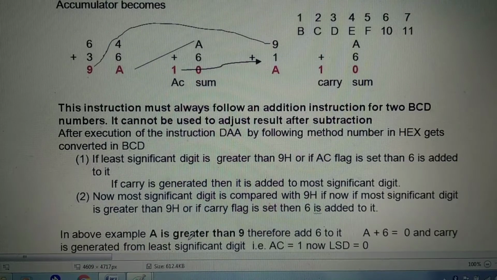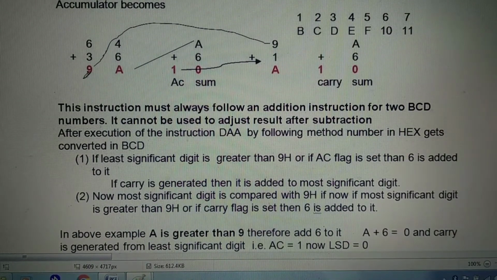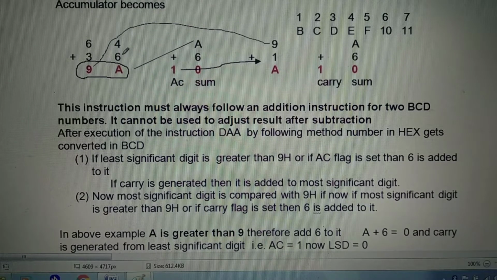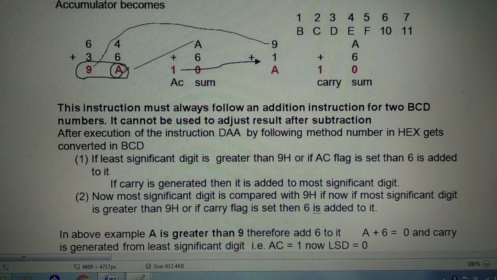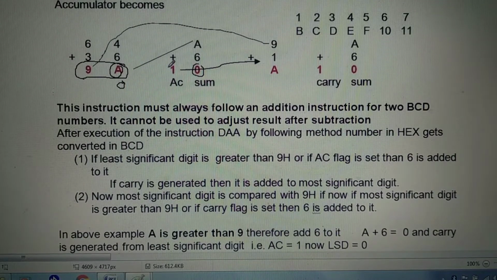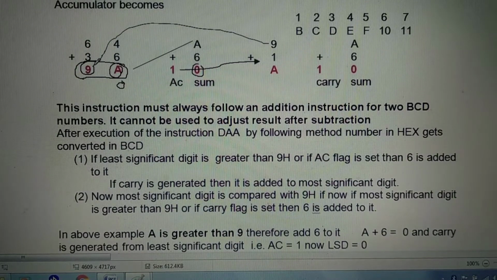To understand the rules, here the rules are given. Here the number 9A is present in the accumulator after addition of the two numbers 64 and 36. The least significant nibble is A, which is greater than 9. 6 is added, sum equal to 0. Here carry is generated, and this carry is added to 9.